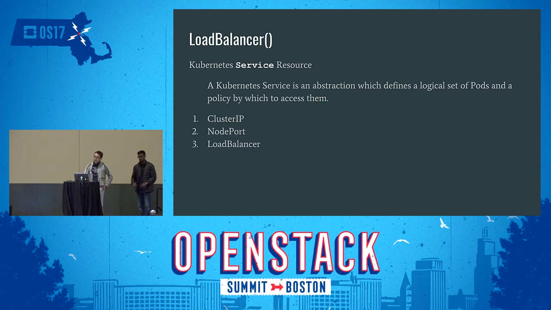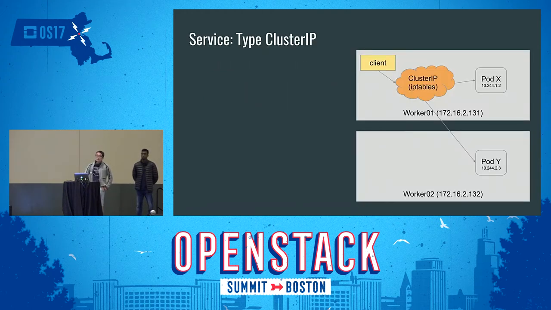So load balancer exposes service externally using a cloud provider's load balancer. Node port, load balancer, routes are automatically created. So this slide shows what cluster IP service is doing. Usually, the client of this service is inside of the cluster, and the client accesses the cluster IP address. Then iptables maps to the actual pod address, so the client can access the correct pod via cluster IP.